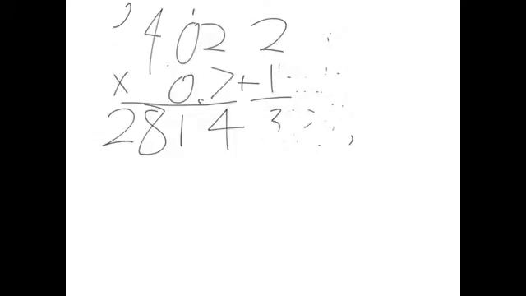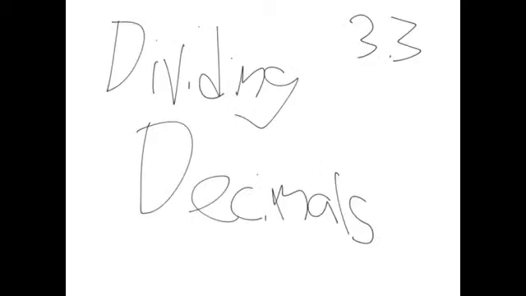So then we take 28 and put it here, and then 2 decimal places and 1 decimal place. And then that is 3. So you move over 3. Our problem is 4.02 times 0.7, so 2.814.